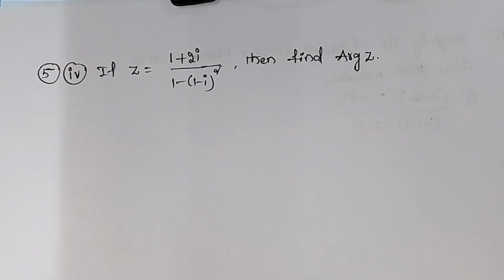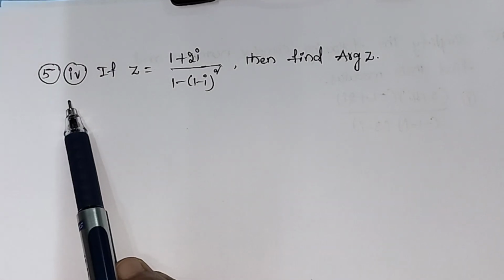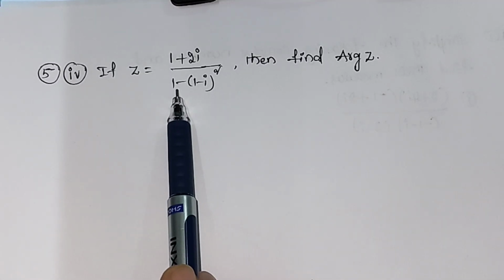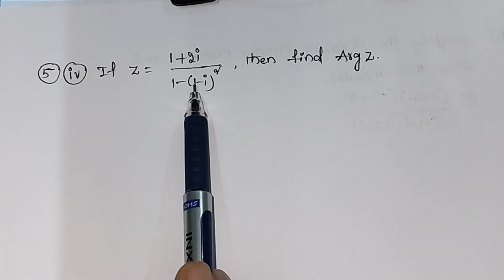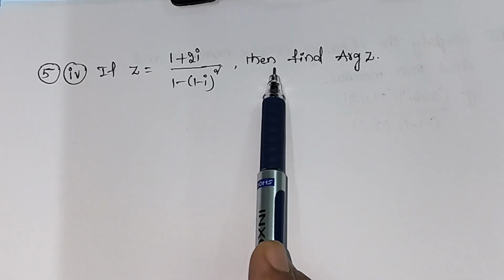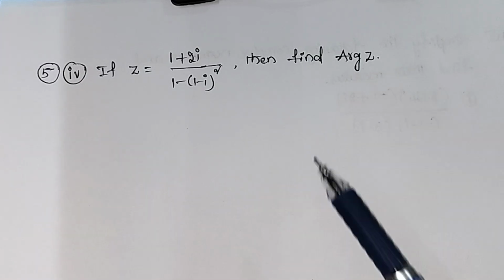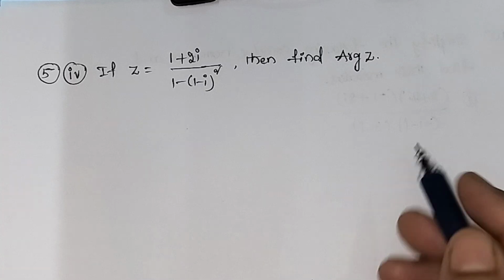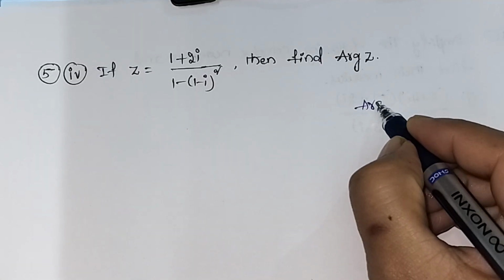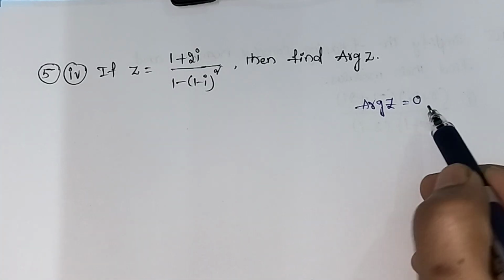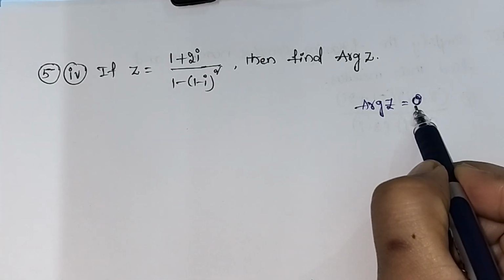In the previous video we completed the fifth bit, third problem. So in this video let's continue with the fifth one, fourth problem. If z is equal to (1 plus 2i) by (1 minus i) whole square, then find arg z. So we need to find the arg z value. Arg z is nothing but theta. So we need to find the theta value.